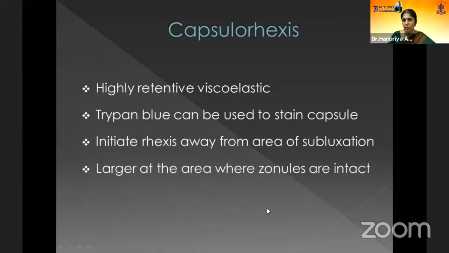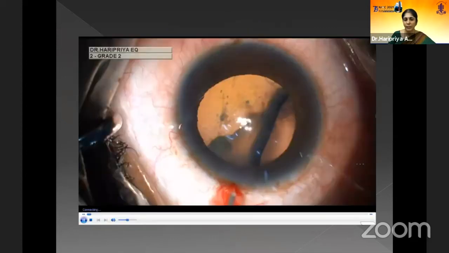In terms of approaching a patient of lens subluxation step by step, capsulorhexis is very critical. One would have to use a good, high molecular weight viscoelastic. Trypan blue can be used to stain the capsule, both to aid the rhexis and to be able to insert your hooks and the CTR. One would also like to initiate the rhexis away from the area of subluxation.